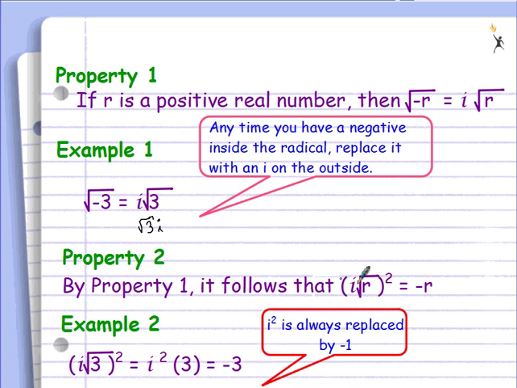Property 2: by property 1, it follows that i square root of r, squared, is negative r. So basically, anytime you have an i squared, it's always replaced by negative 1. Think about it this way. If I have i square root of 3, squared, then the square goes to both. So that's i squared times 3, because if you square the square root of 3, the radical goes away. And anytime you have i squared, it is equal to negative 1. So you get negative 1 times 3, which is negative 3. These are the two properties that we're going to be using throughout this lesson.